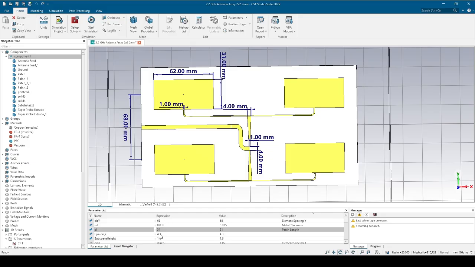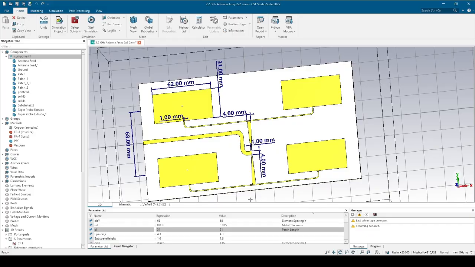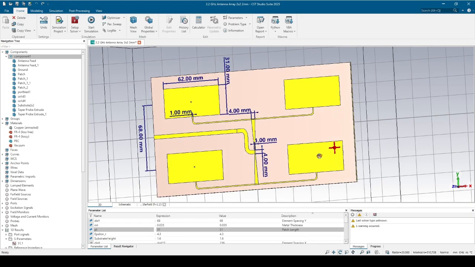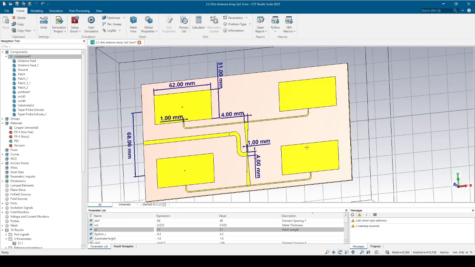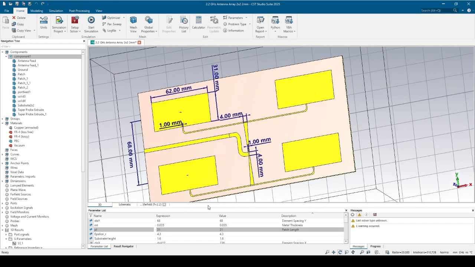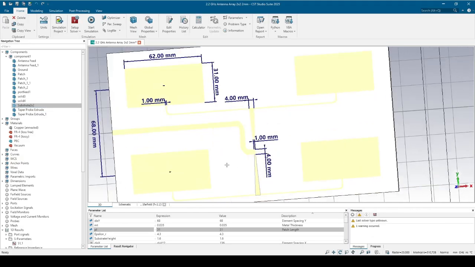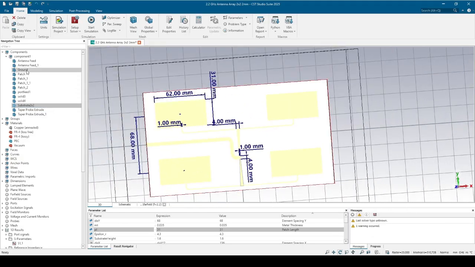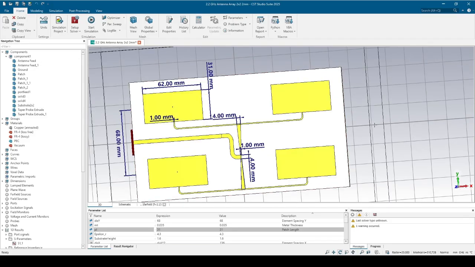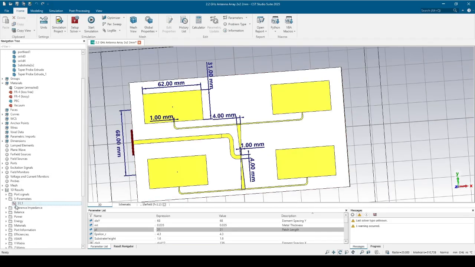The epsilon R used in simulation is 4.3, the substrate height is 1.6, and the metal thickness is 0.35. We have metal on the top for the patch, and then metal on the bottom for the ground plane, to act as a reference plane for all the signals. Regarding the substrate, the substrate is FR4 with 4.3, and so we can check the impedance.